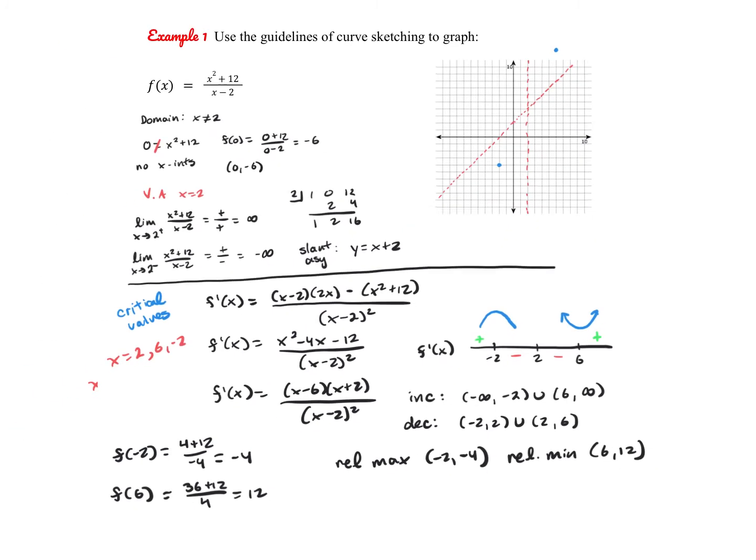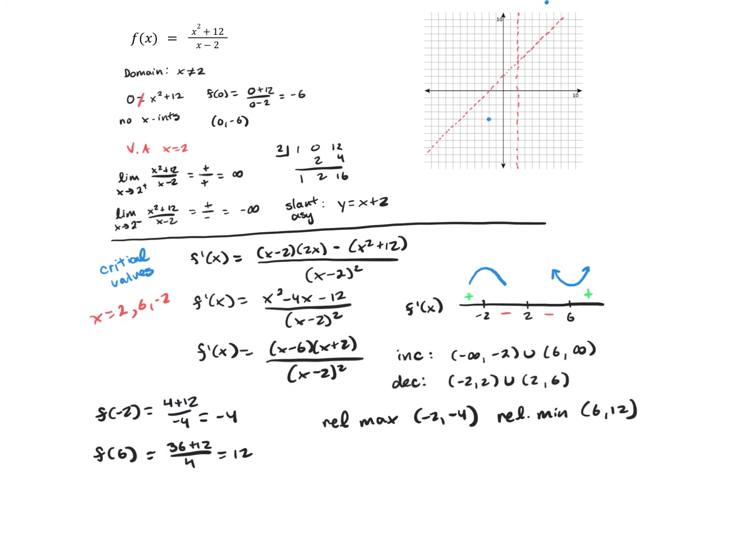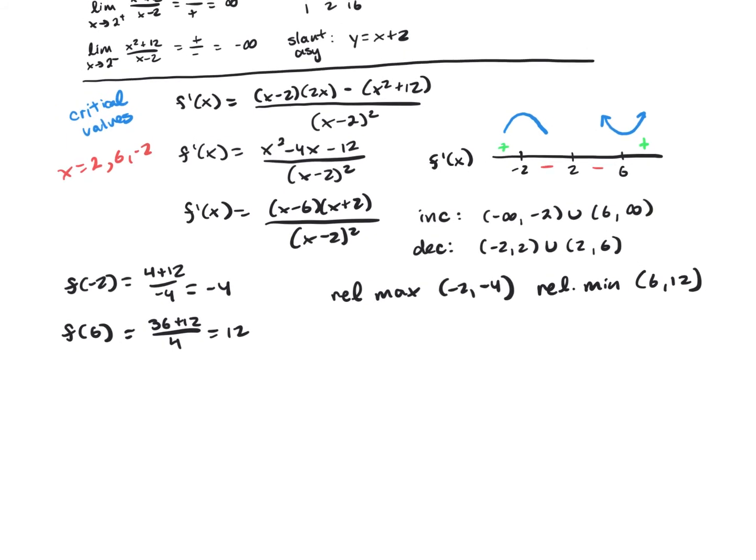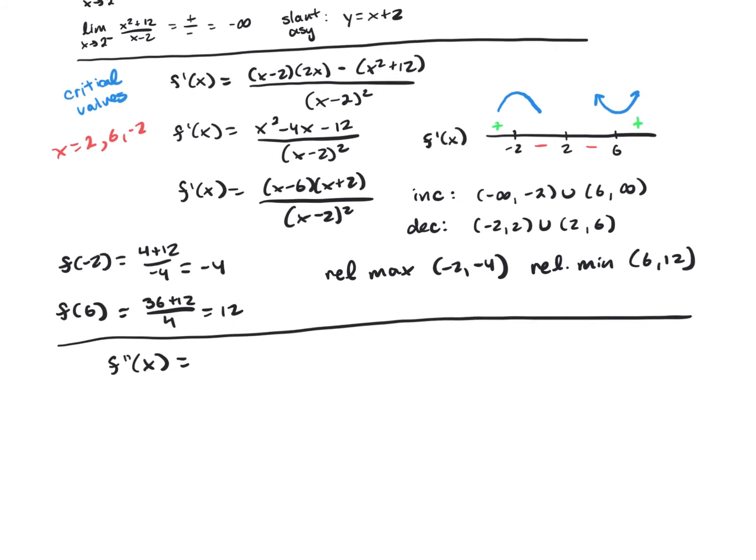All right, so now we're done with our first derivative work, but last we need to work with our second derivative, which will help us determine concavity and our points of inflection, which is where we change concavity. So we need to start by finding our second derivative. And I'm going to go from this form of our first derivative.